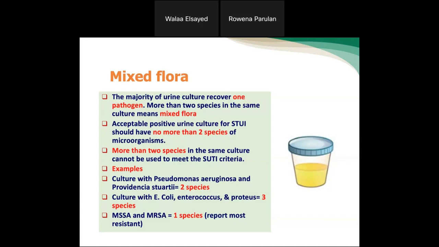The first one, Pseudomonas aeruginosa and Providencia, can be considered for classifying as SUTIs if the number is more than 10 raised to the power 5 CFUs. Methicillin-sensitive and methicillin-resistant Staph aureus will be counted as one species. We cannot label them as two species.